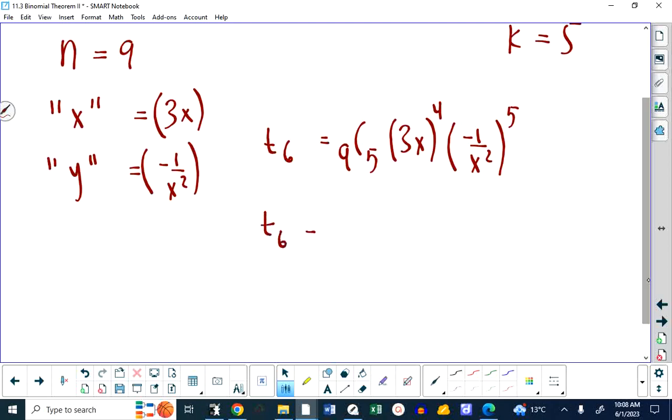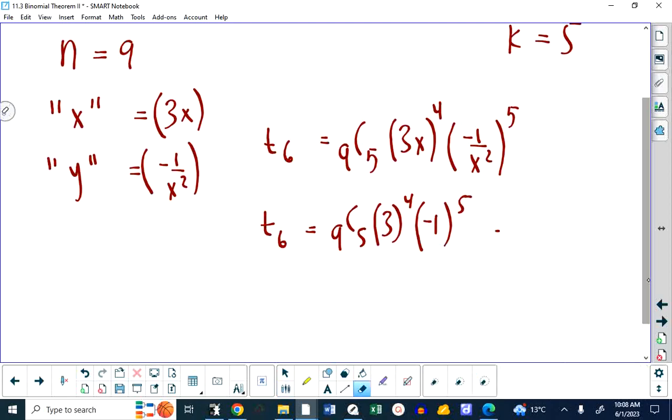So my sixth term will contain a coefficient with a factor of 9 choose 5, a factor of 3 to the 4, and a factor of negative 1 to the 5, making my coefficient negative because the negative is raised to an odd exponent. It's going to contain an x to the 4.